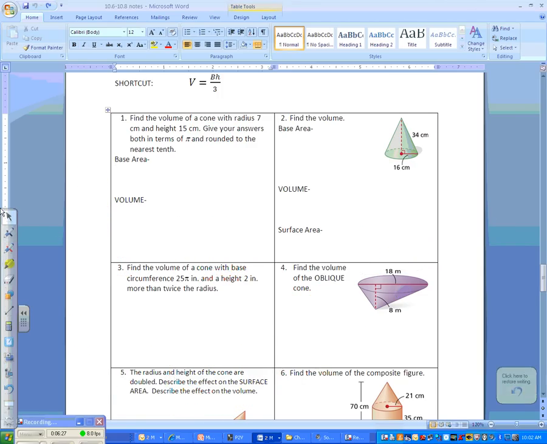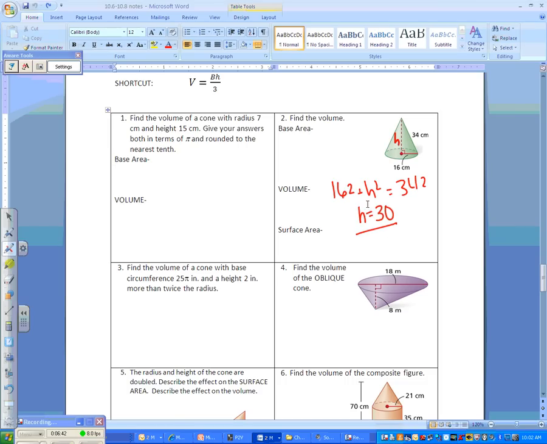Okay, so we're going to figure out the height by doing the Pythagorean theorem. So 16 squared plus the height squared is going to equal 34 squared. And when you do your math, you'll get that the height is 30. Now that you know that the height is 30, we can find out what the area of the base is going to be. That's just pi r squared. And then to find the volume, you take the area of the base, multiply it by the height, and divide by 3. So the volume is going to be 256 pi times 30 divided by 3.